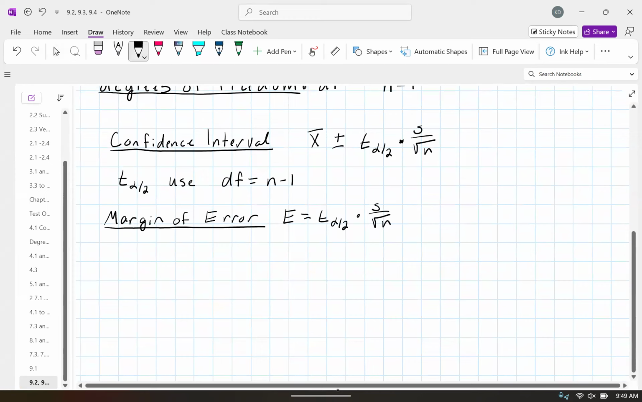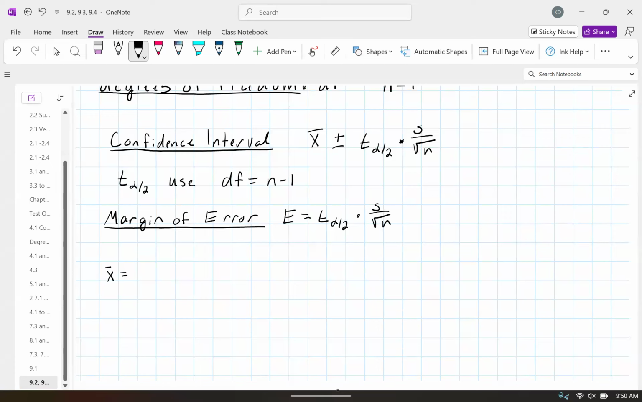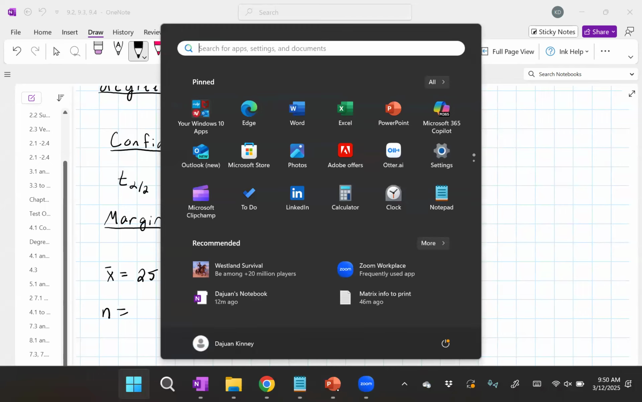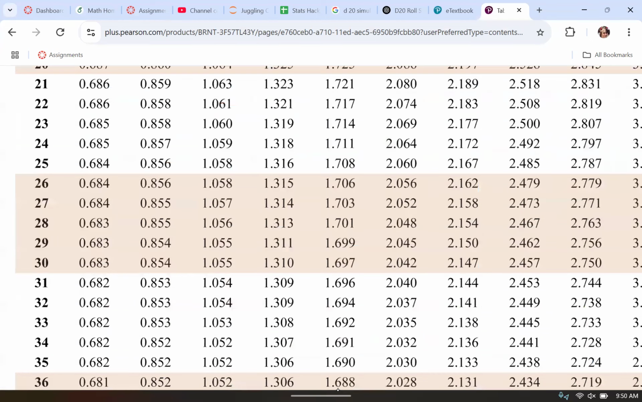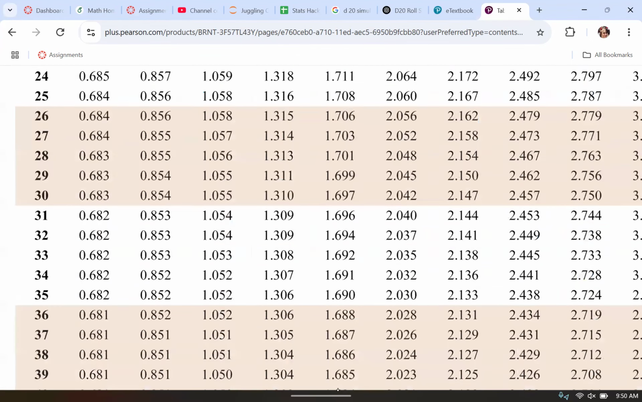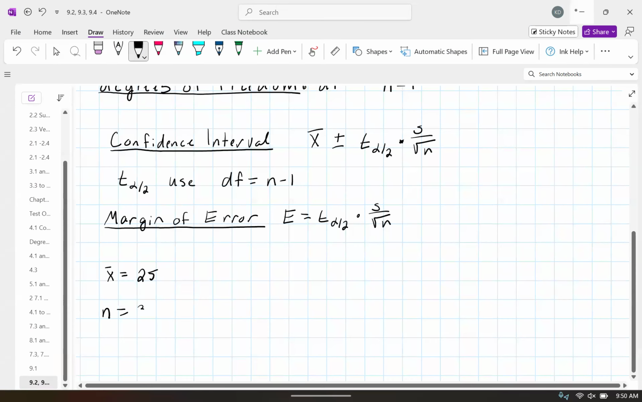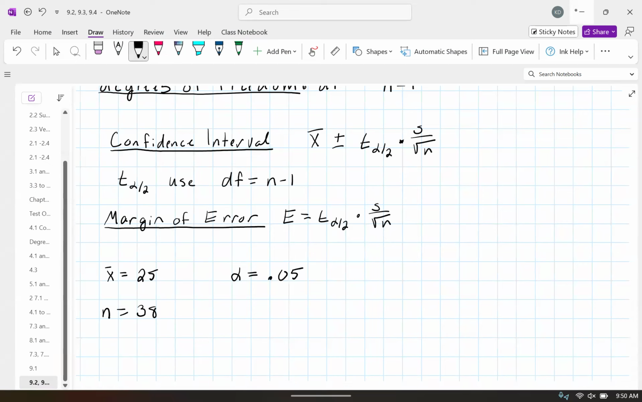So let's say we have a population mean equals 25. And in our sample, we have, what does my table go to? We're going to have, can I do that? No, 38, why not? And our alpha level is 0.05. All of these numbers are going to be given to you. I'm pulling them out of the air today just because. So we're going to figure out what our confidence interval is.